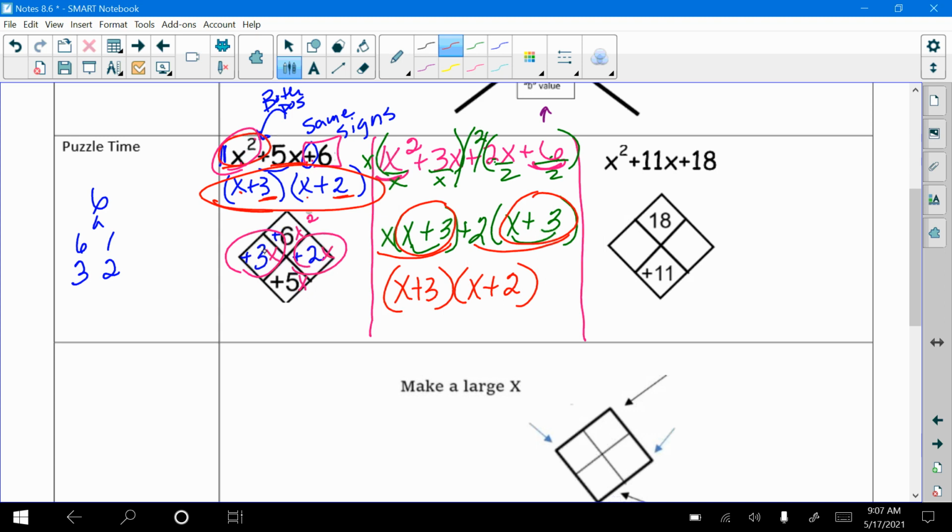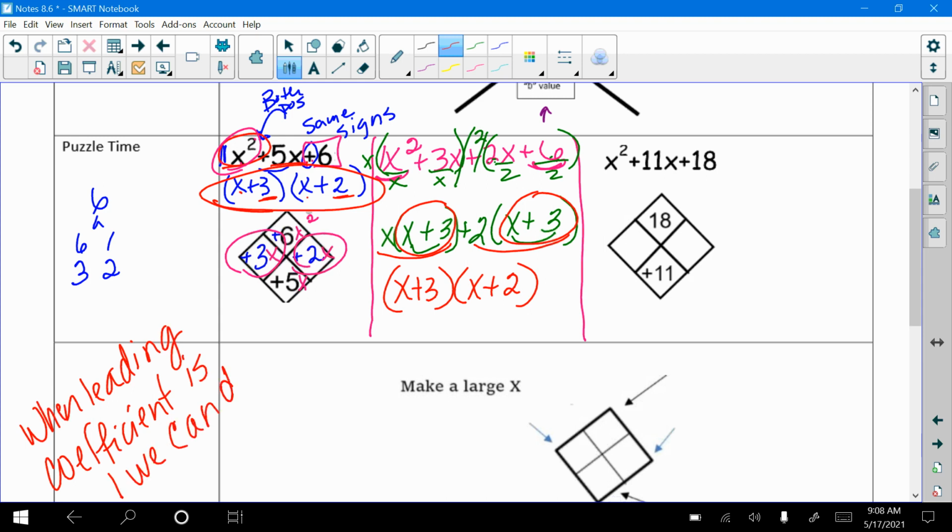So not to confuse you, but if you want to pause and rewind and restart, you can hear this whole process again. I'm going to pretty much stick with the quick way right now until we get to where the leading coefficient is not 1. Okay, so as long as the leading coefficient is 1, we can do it the quick way.